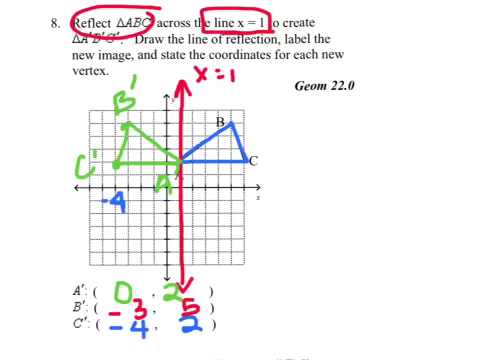You should have A in the same location because it's folding right on the line, and the coordinates of A prime would be 0, 2. And then B prime is right here. And so remember, you always want to start at the origin, which is here, and then count how many over and how many up. So in our case, that would be over 3 to the left and about 5 up. So those are the coordinates. And the last one is the coordinates of C prime, which from the origin is over 4 and up 2. So the coordinates are negative 4, 2.